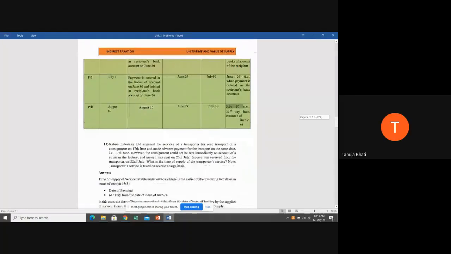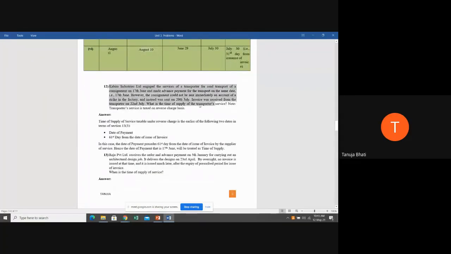Okay. Let us move ahead to problem number 12. Kabira Industries Limited engaged the services of a transporter for road transport of a consignment on 17th June and made an advance payment for the transport on the same date, that is 17th June. However, the consignment could not be sent immediately on account of a strike in the factory, and instead it was sent on 20th July. Invoice was received from the transporter on 22nd July.